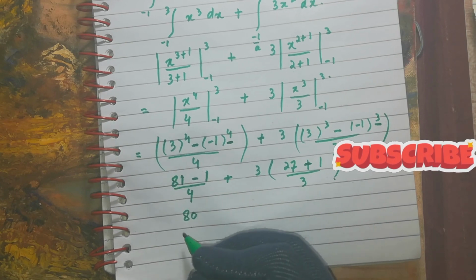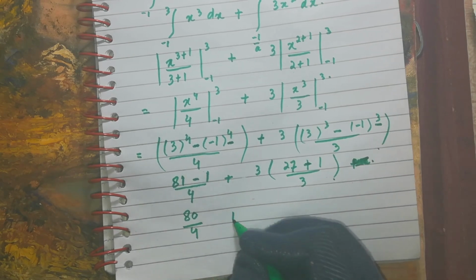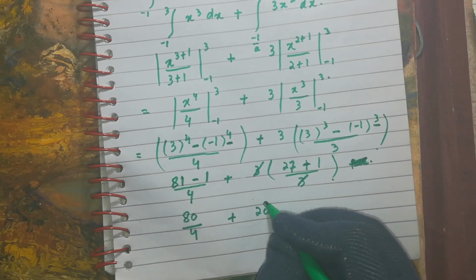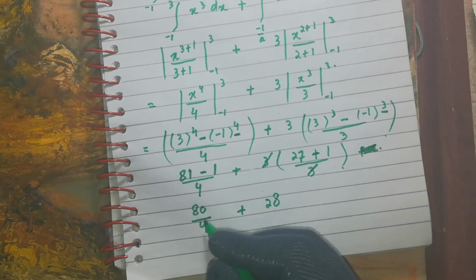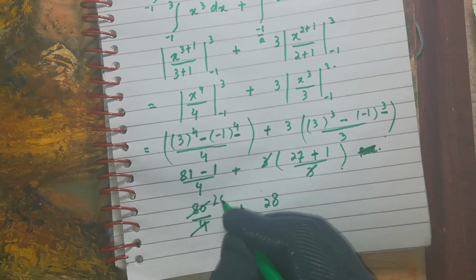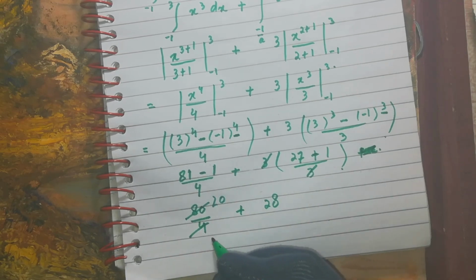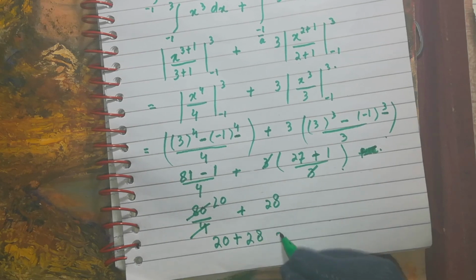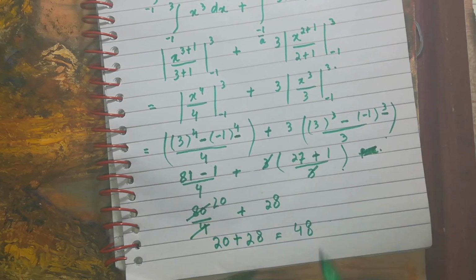Now the simple addition and subtraction: 81 minus 1 is 80, plus 4, 3 cutting with 3, so it will be 28. Now 80 divided by 4 is equal to 20. Now 20 plus 28 is equal to 48. So this is the easiest method to solve the integration of this definite integral.